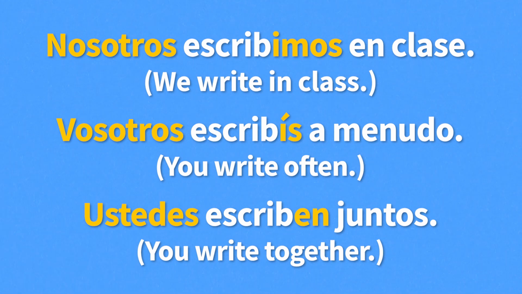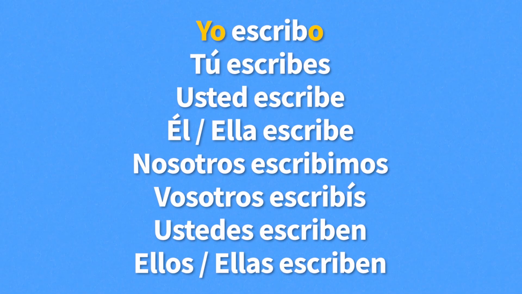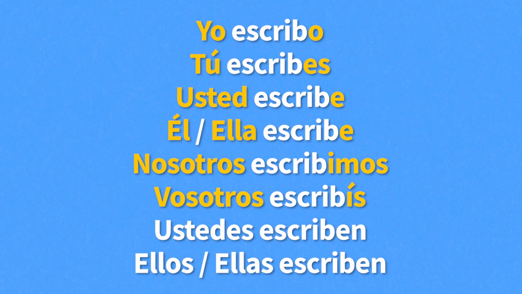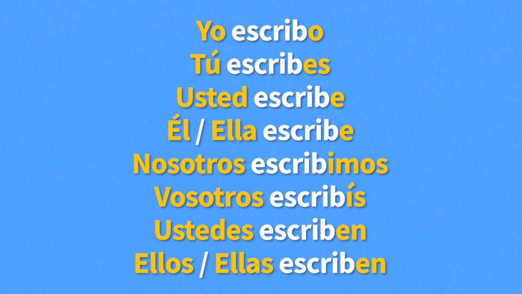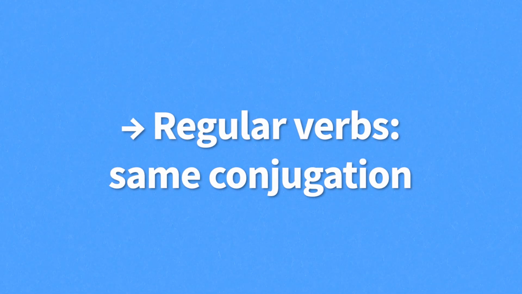Let's review these conjugations. Yo escribo. Tú escribes. Usted escribe. Él, ella escribe. Nosotros escribimos. Vosotros escribís. Ustedes escriben. Ellos, ellas escriben. As I said before, you simply need to know how to conjugate one verb to be able to conjugate any regular verb.